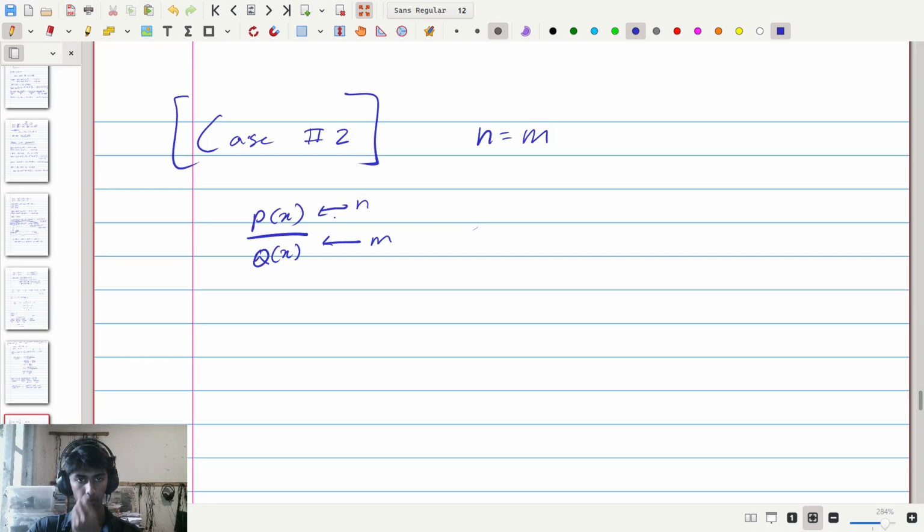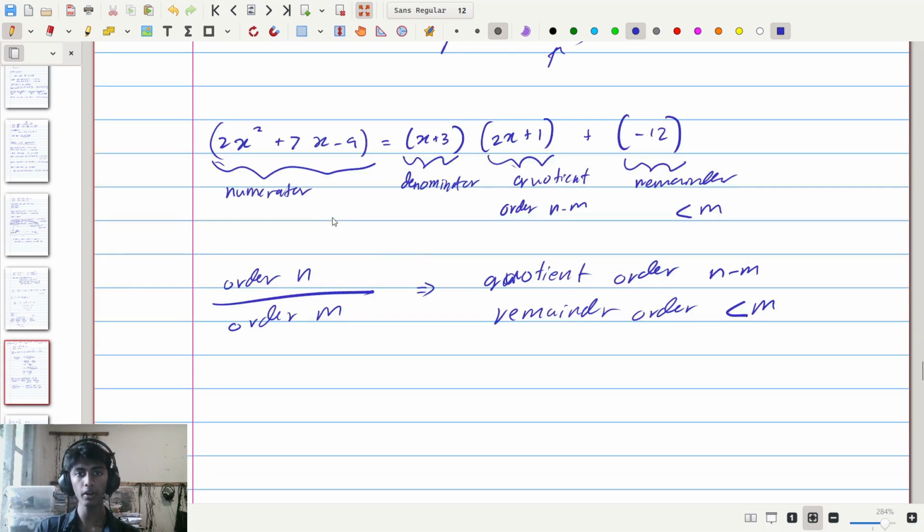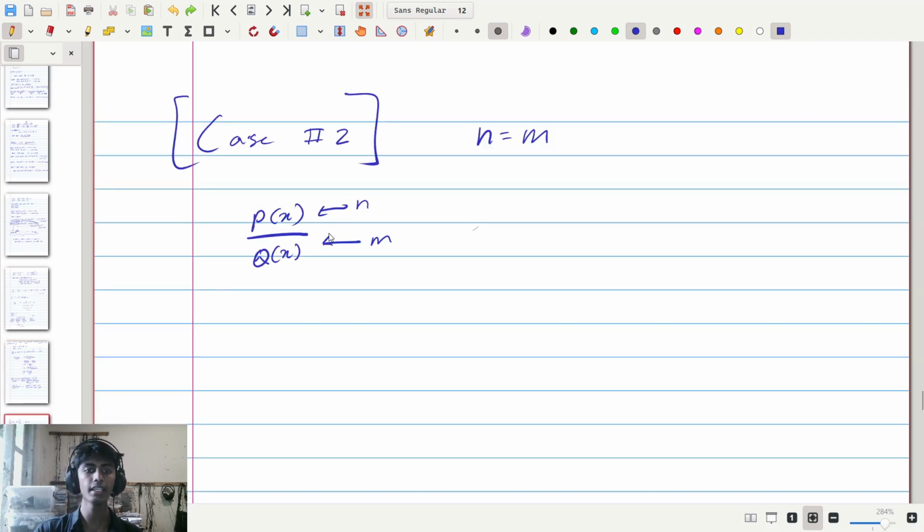We can divide the top by the bottom and we get a quotient. According to the above, the quotient's order will be n minus m. What this means when the two functions are of the same order is that the quotient will be order 0. The quotient in this case will be order 0, and similarly the remainder will be of order less than m, or we can even write less than n, because m and n are the same thing.